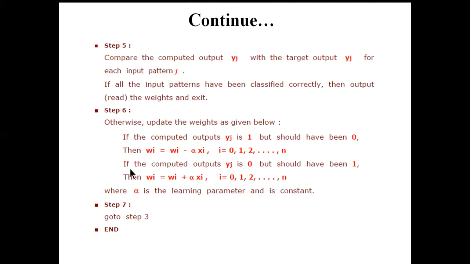If the computed output is 0 but there should have been 1, then correspondingly wi equals wi plus alpha times xi. That means we have to increase the value of the weights. So this will continue until we get the accurate result.